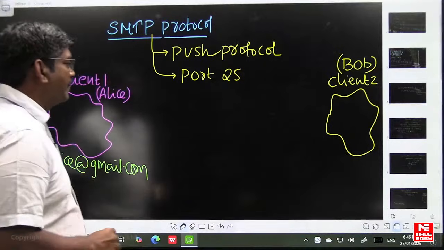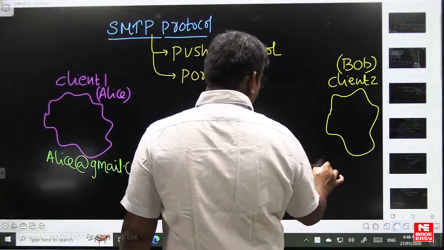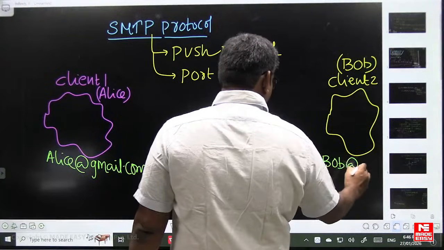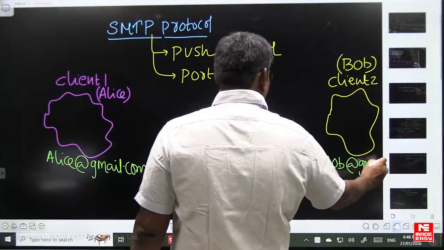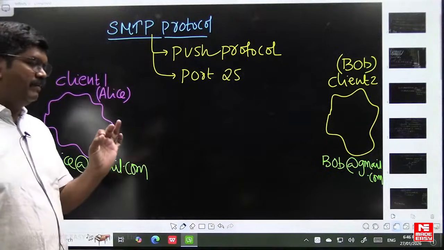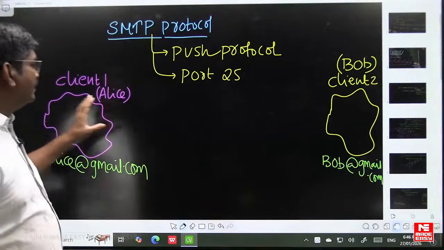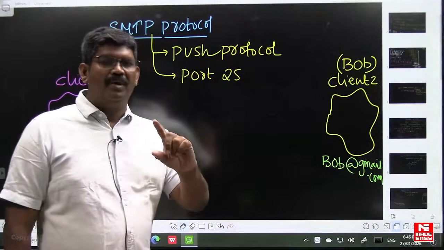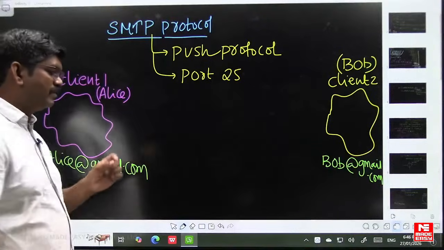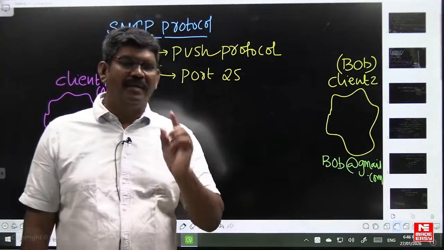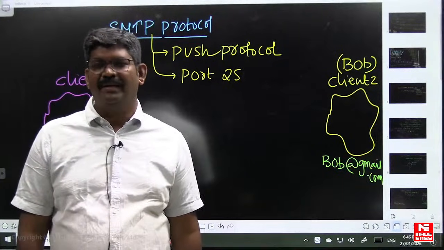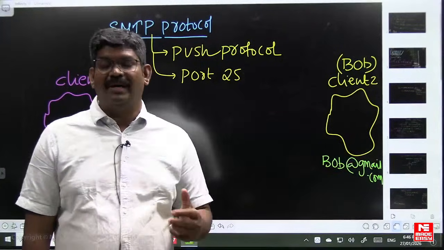Okay, and this is another client. Since it is a Bob, I am going to call it Bob@gmail.com. So you have to understand a very important point here. This is a client, and that is also a client. And here one important question they may ask is, every client will have one server. That server is called the mail server. This is one question they may ask like that.